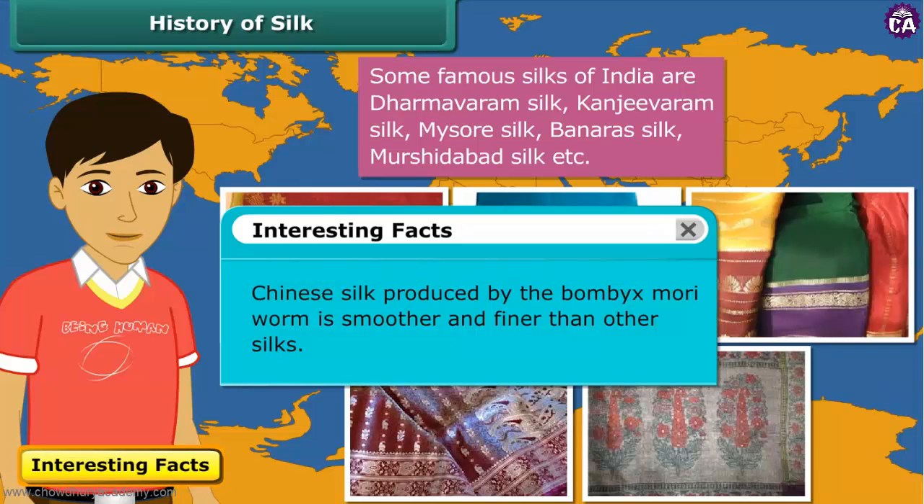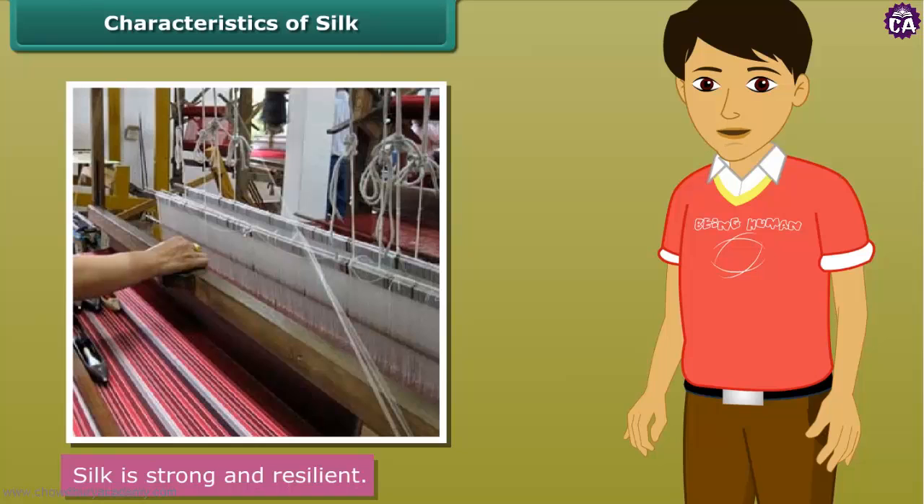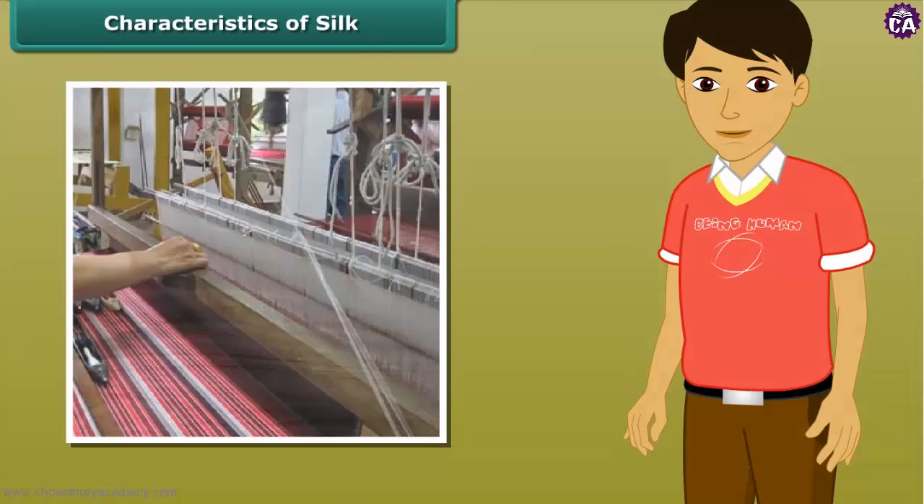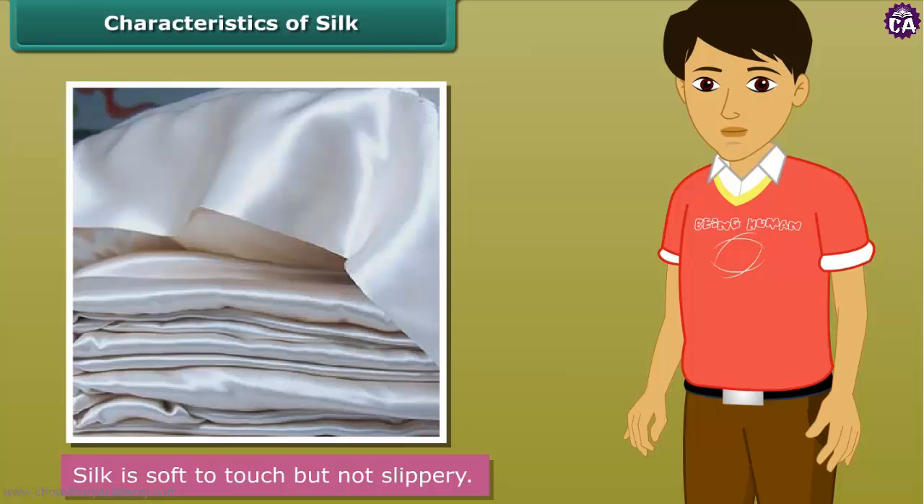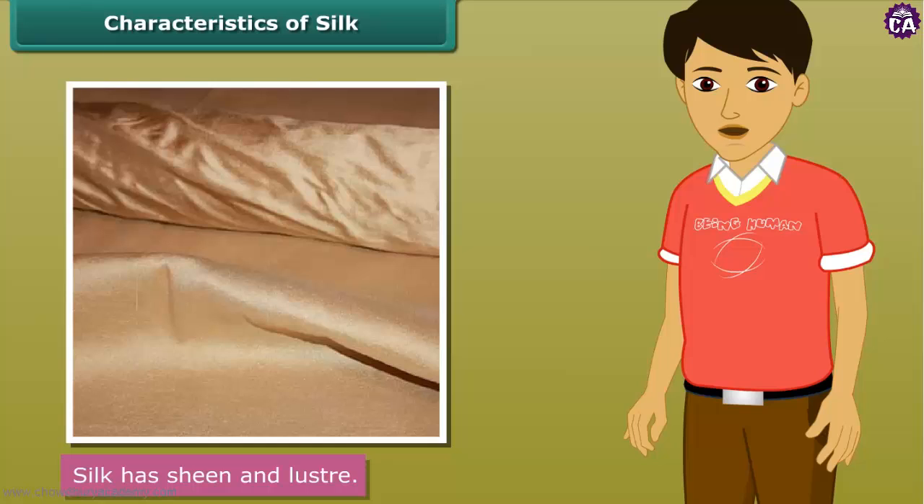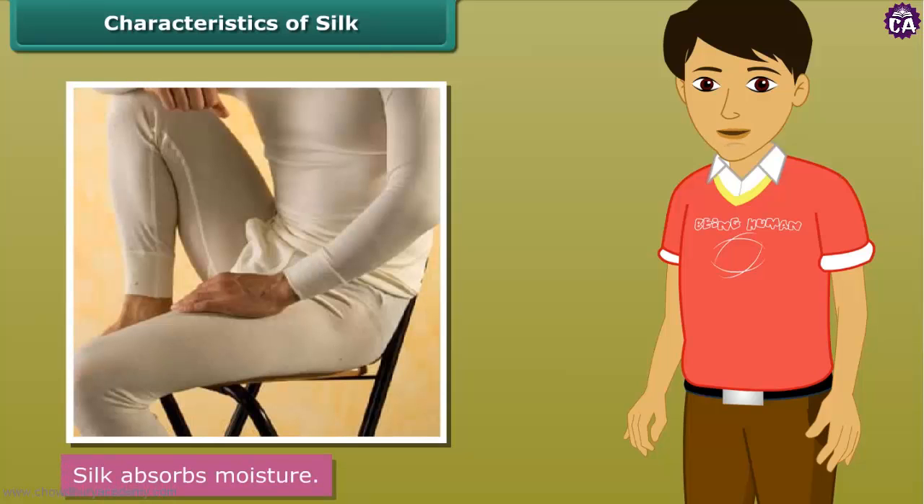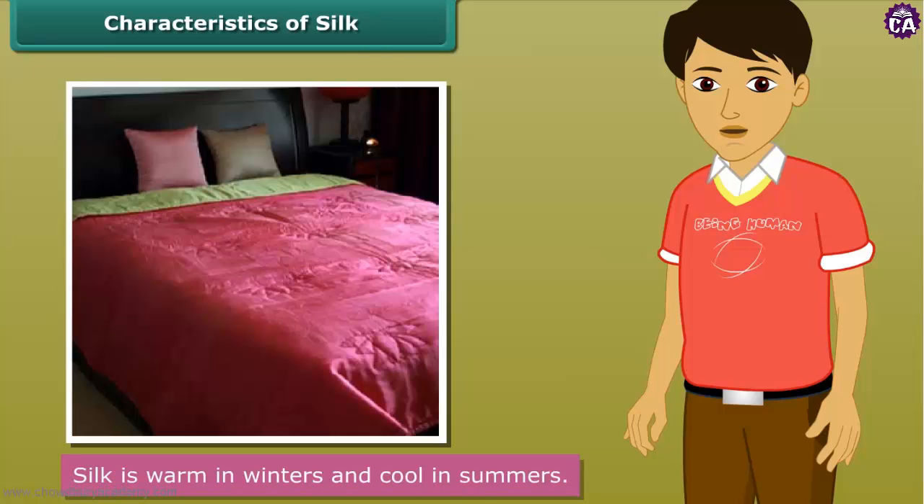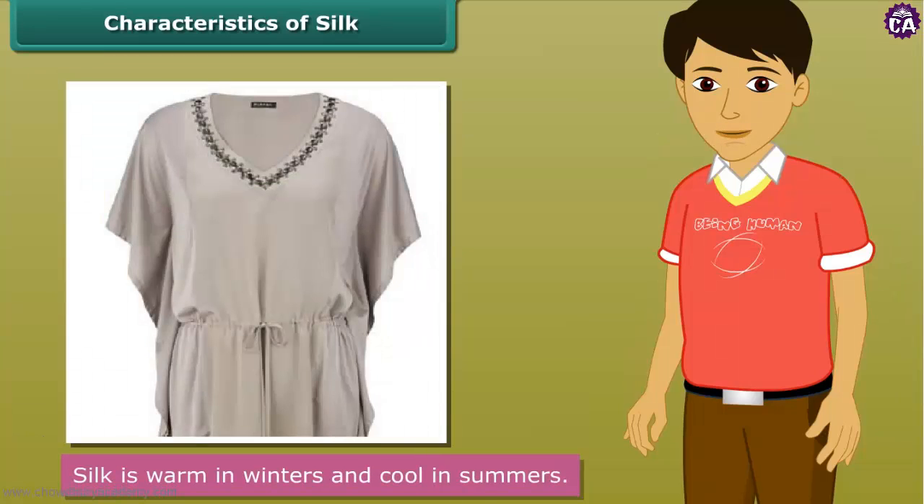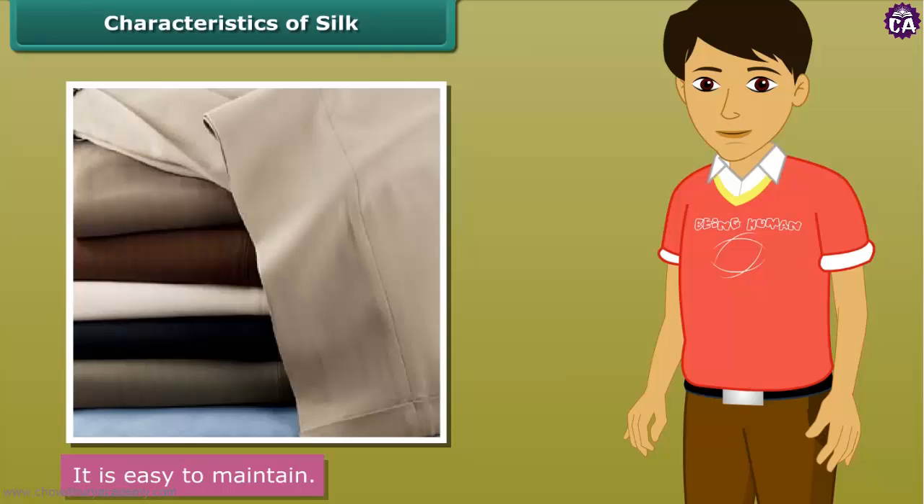Chinese silk produced by the Bombyx mori worm is smoother and finer than other silks. Silk is a strong and resilient fiber. It is soft to touch, but at the same time it is not slippery. It has sheen and luster. It is hypoallergenic, that is to say, it causes less allergies in human beings. It absorbs moisture. Silk is warm in winters and cool in summers. It is easy to maintain.